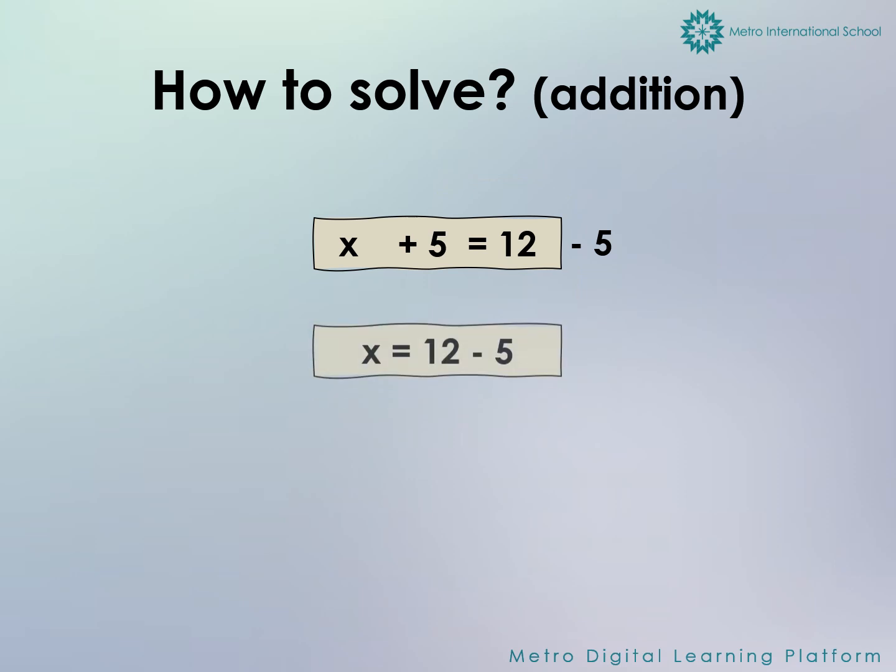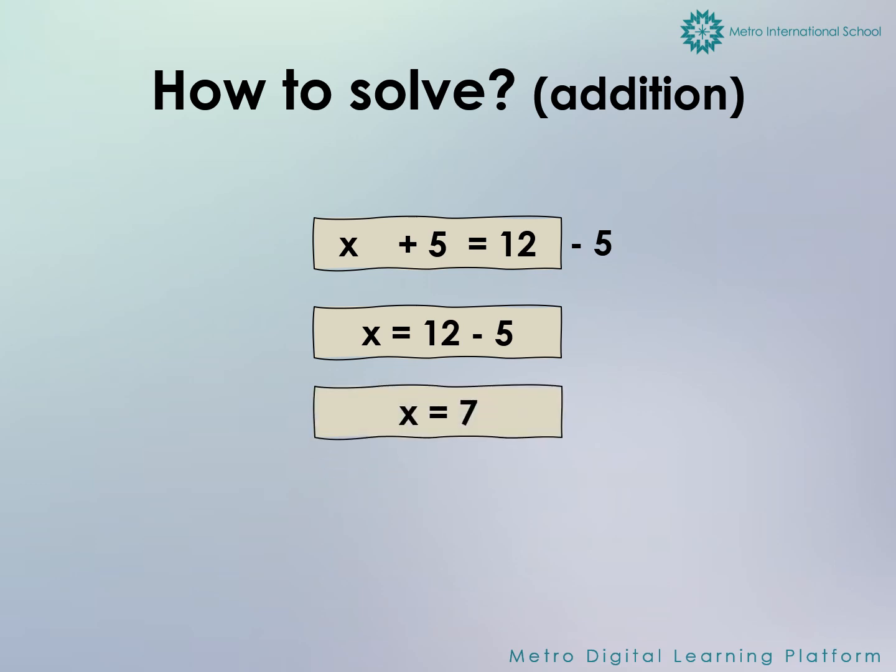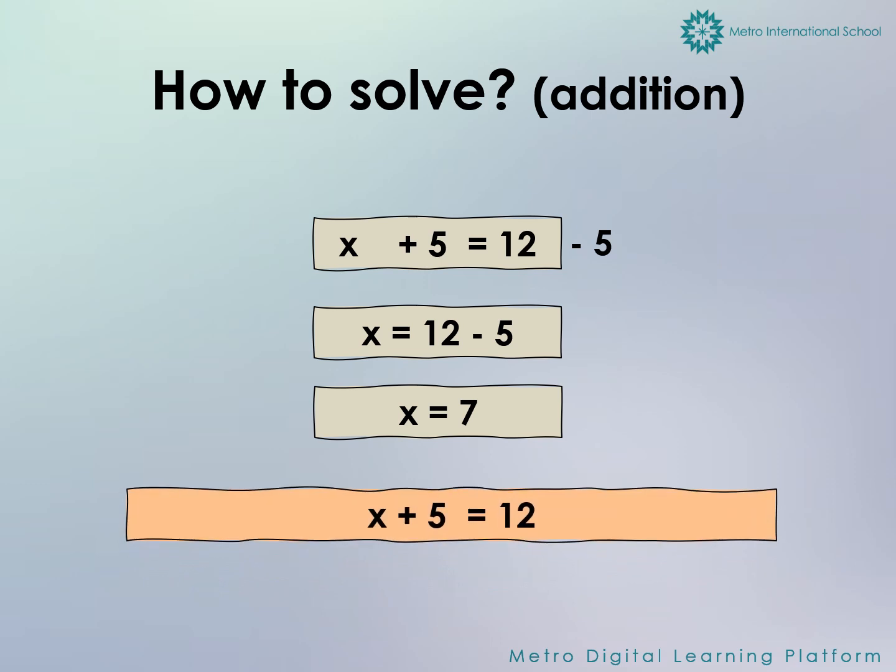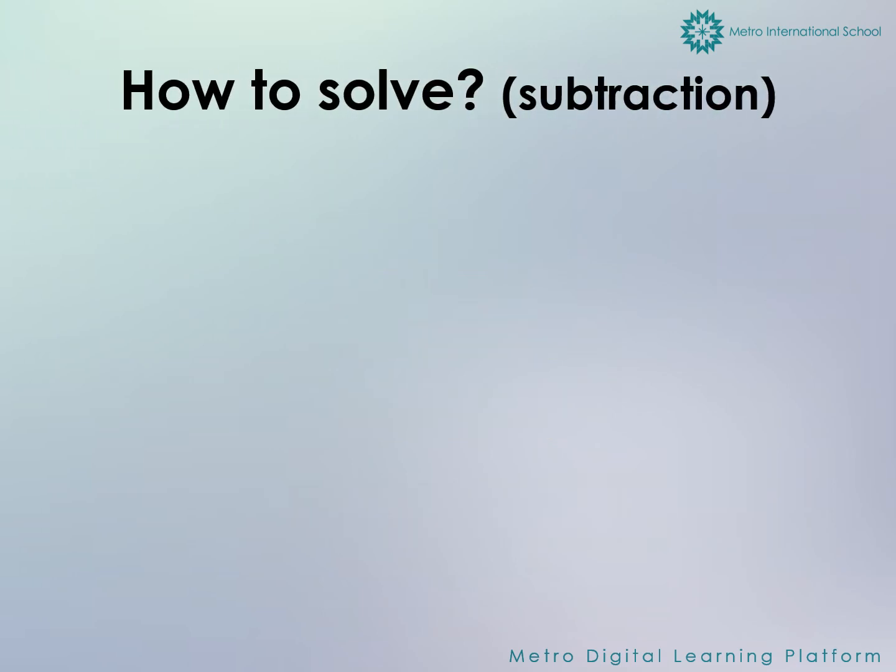Now you see how x is independent on one side of the equation and all the numbers are together on the other side. You solve the equation and your answer is 7. To prove we've got the right answer, let's substitute our answer that was 7 in the equation. The equation now becomes 7 plus 5, and 7 plus 5 equals 12. Wasn't this easy? Let's try with subtraction now.